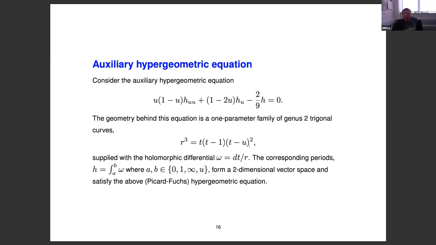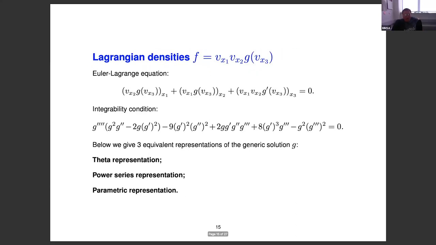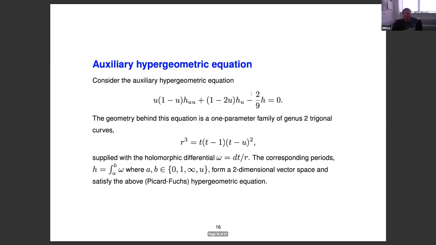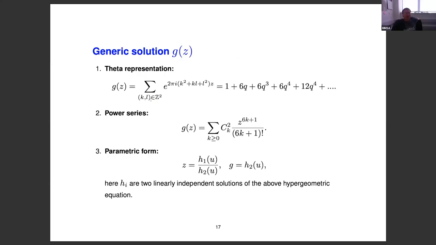So now I formulate, let me go back, I give you three representations of this function g, and it will involve constant ck first, and it will involve this hypergeometric equation, this hypergeometric equation and its basis of solutions. All right, so here is the result. It's formulated on one slide. This function g of z can be represented by one of the following forms.